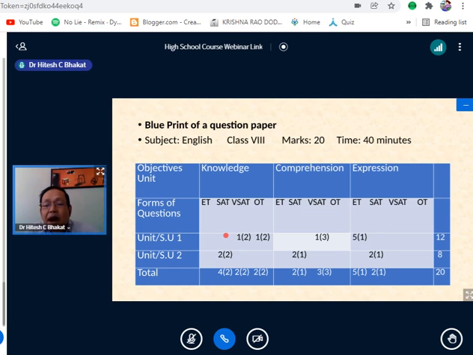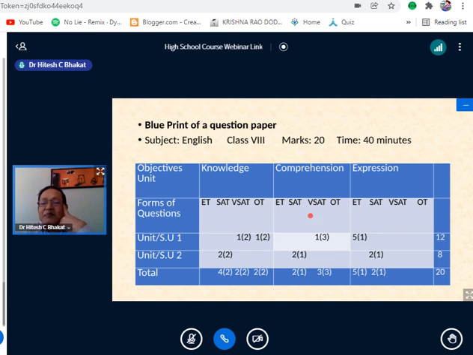The outside one, you see, is the mark. And inside the bracket, that is the number of questions. Outside the mark, 1 mark questions. How many questions? 2 questions. Similarly, objective type questions. How much mark? 1 mark each. So how many questions? 2 questions. All right. And then we go to comprehension level.